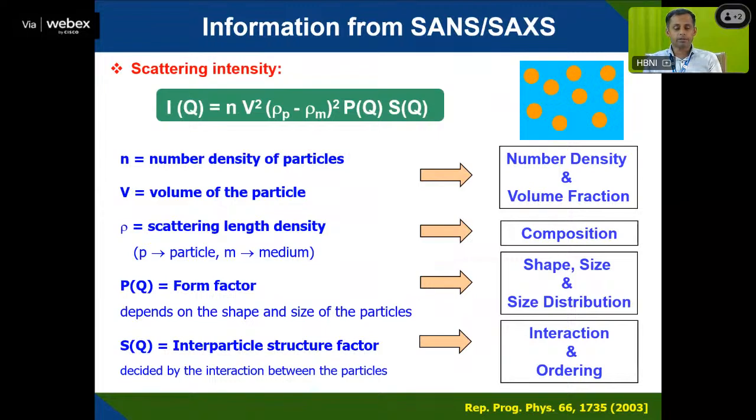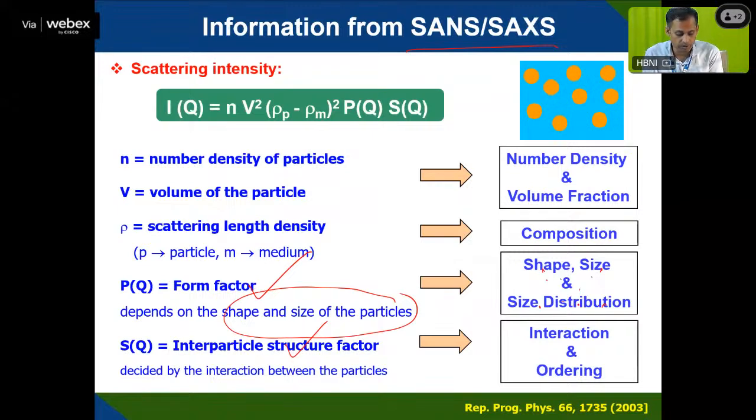So the most information that you can extract from small angle neutron or small angle X-ray scattering is number density and volume fraction, like I(Q) equals N V squared, rho P minus rho matrix whole squared, P(Q) S(Q). Here P(Q) is the form factor and S(Q) is the interparticle structure factor. From P(Q) you will get the shape and size information, shape, size and size distribution.